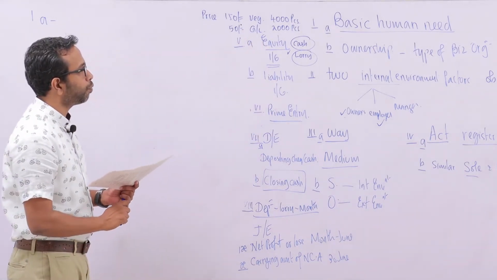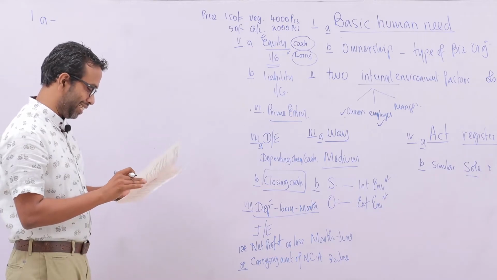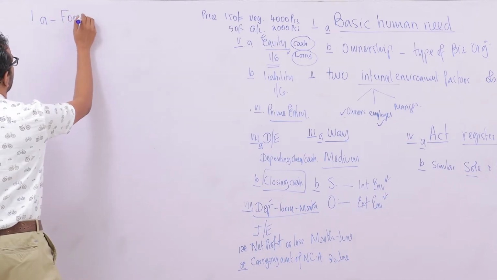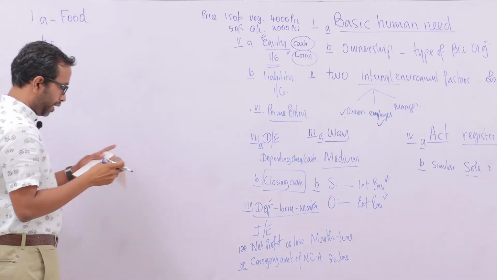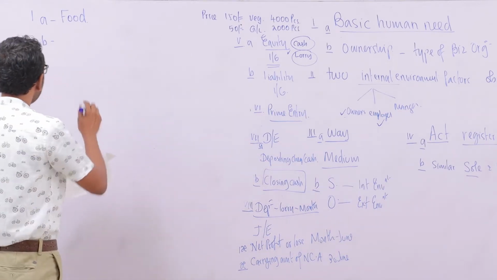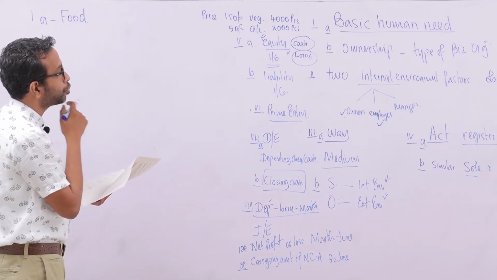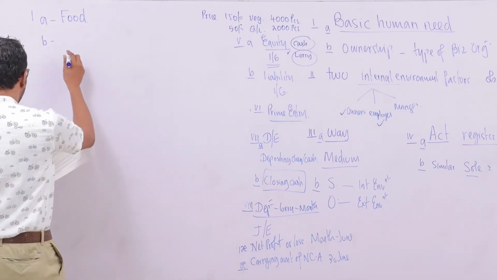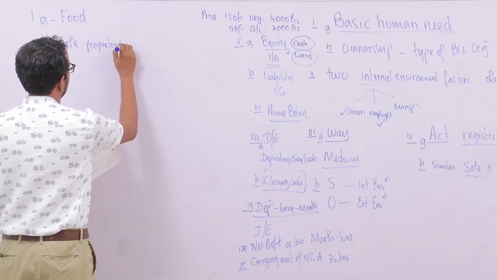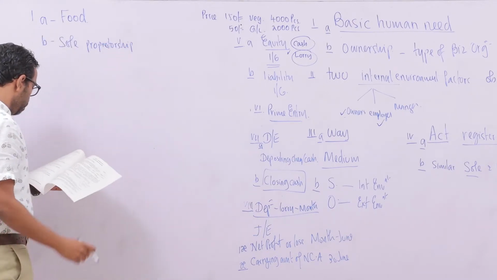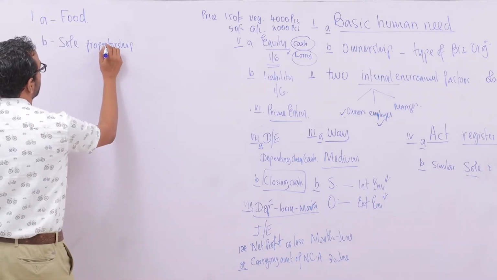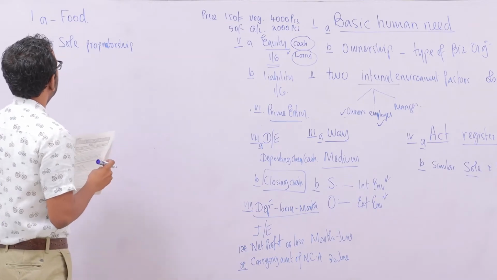Now, we will answer question number 1. Basic human need is food. Clear? Number 1B, based on the ownership, the type of the organization: sole proprietorship. Sole proprietorship is the type of business organization.